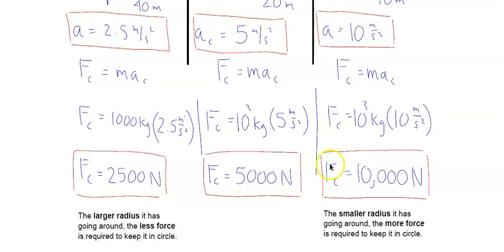And here it is one last time. We have a 10 meter per second squared acceleration. We multiply that by the original 1,000 kilograms, and now we have a 10,000 Newton force. And so we can make a general observation. The larger the radius it has going around, the less force is required to keep it in the circle. And similarly, the smaller the radius it has going around, the more force is required to keep it in a circle.